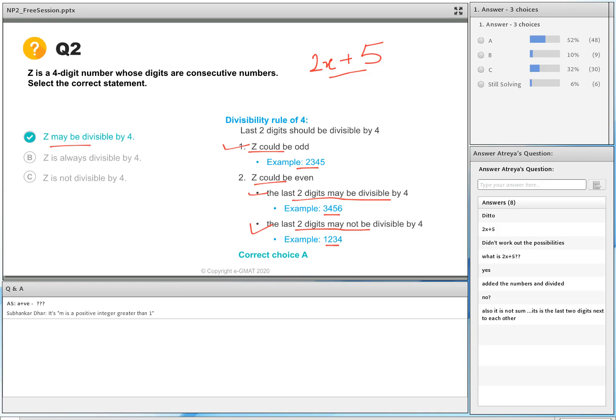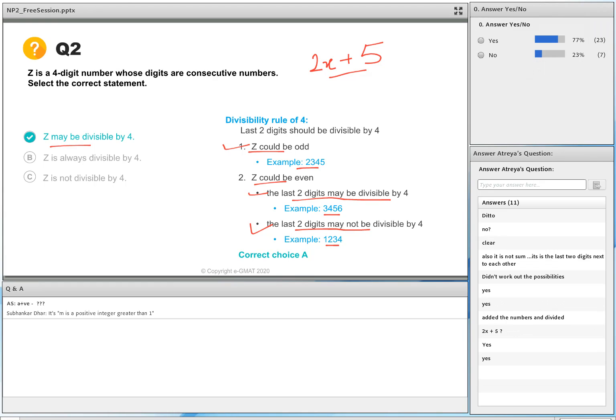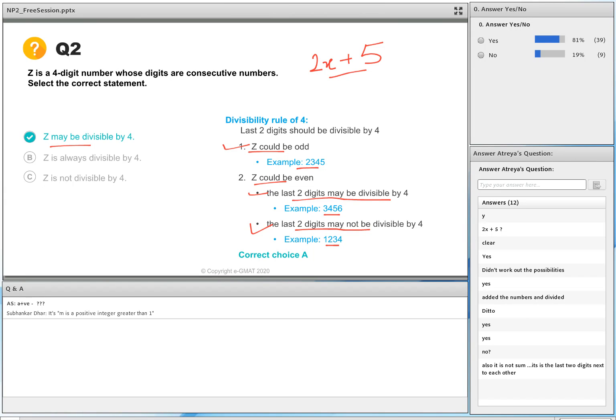In this question, it was very important for you to understand that we would not consider the sum, but we need to consider the last two digits. Am I now clear to all of you for this question? If I am, can you please mark a yes in the yes no poll? That sounds perfect. All right, so let me end the poll here and clear all the answers. I'll end the poll here as well.